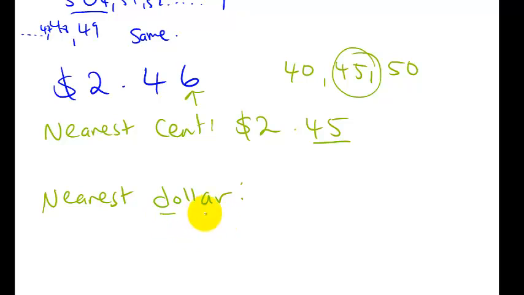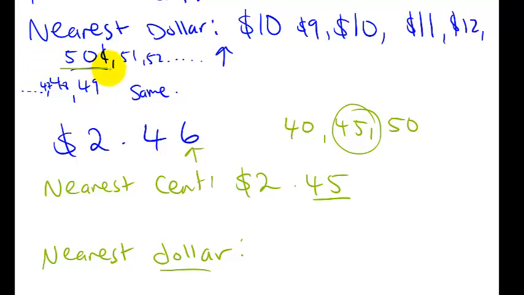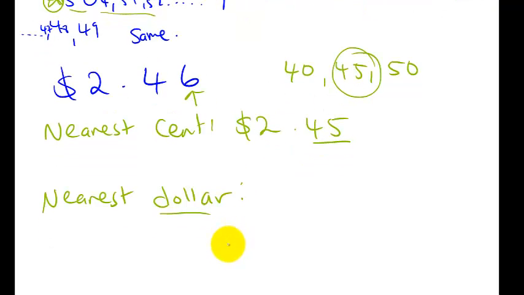Cool? But for the dollars, we don't want to write cents. We're not interested in the cents. We want the nearest dollar. Now, is 46 bigger than 50? That's the halfway point. Is it bigger than 50 or smaller than 50? Smaller. So do I keep it the same or do I go up? You only go up if it's 50 or more. Do I go up or stay the same? Same, because it's smaller than 50. That's it, we're getting it. So it's going to be $2.